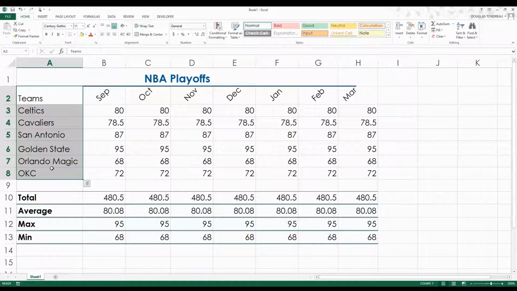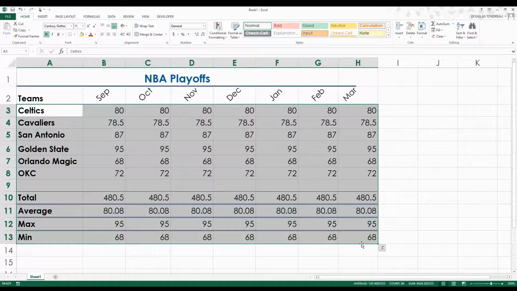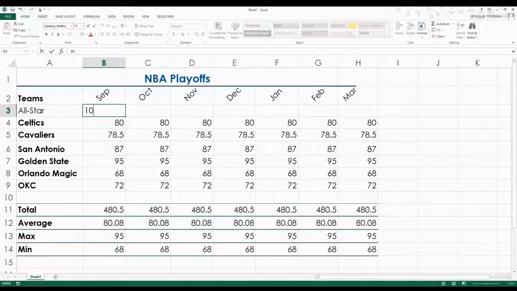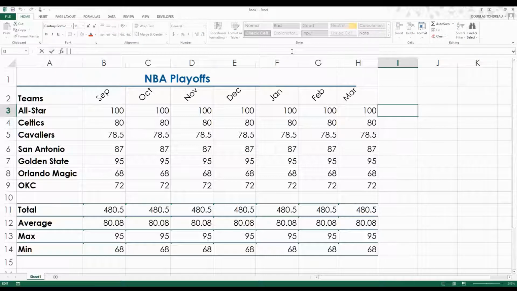So let's learn a few new things now. Let's talk about absolute and relative cell reference. In order to do that, I'm going to write all-star. I'm going to create this all-star team here, and let's say this all-star team is that good: they have a perfect record.